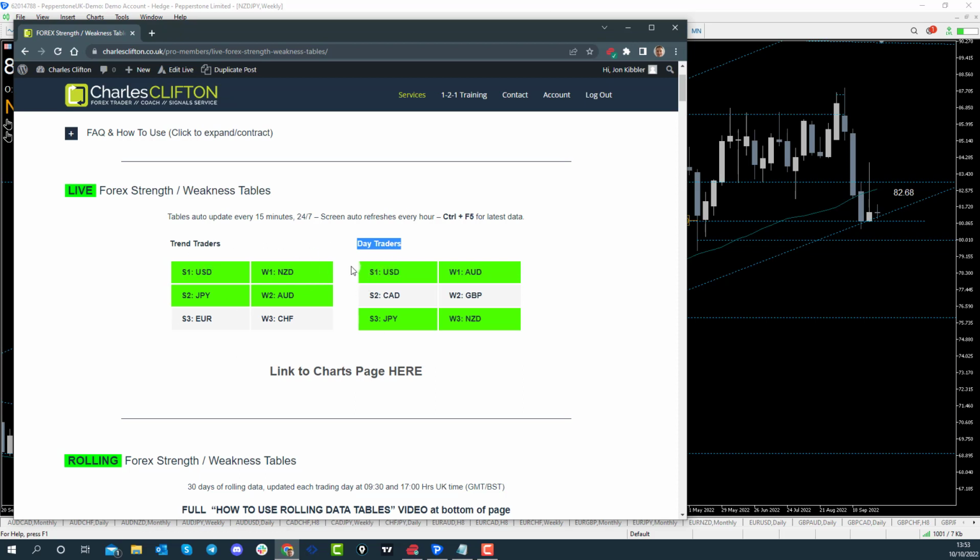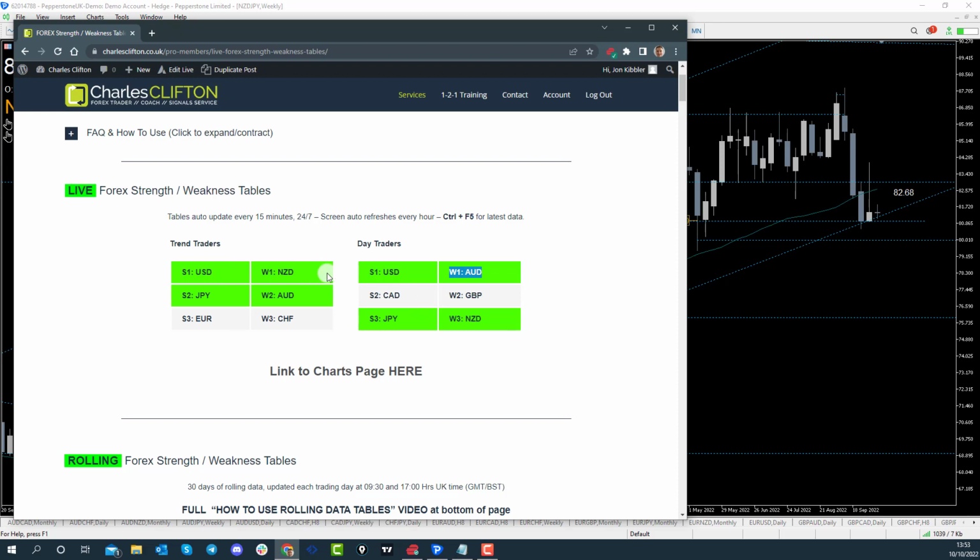So, what is the live Forex strength and weakness table showing us today? Well, it's showing us that the US dollar is S1 on both tables, showing us that the dollar remains fairly strong. We can also see that the yen is strong on the trend traders at S2, but S3 on the day traders. We have Kiwi as the weakest on the trend traders table, but at W3 on the day traders. And then we have Aussie in at W2 on the trend traders, but W1 on the day traders. The currencies highlighted in green are what we're going to be focusing on today in this video.